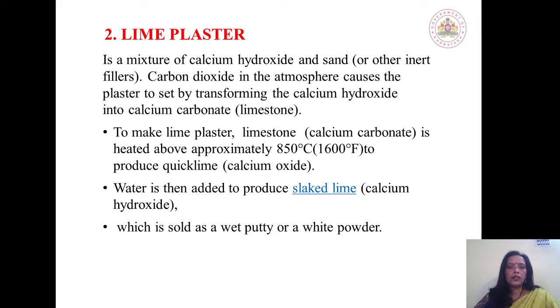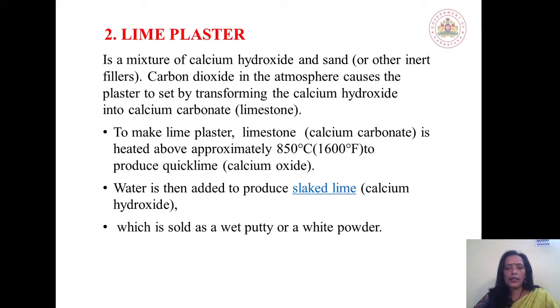The lime plaster is a mixture of calcium hydroxide and sand. The sand is used as an inert filler. The carbon dioxide from the atmosphere converts the calcium hydroxide into calcium carbonate, and that is limestone. Calcium carbonate is limestone.